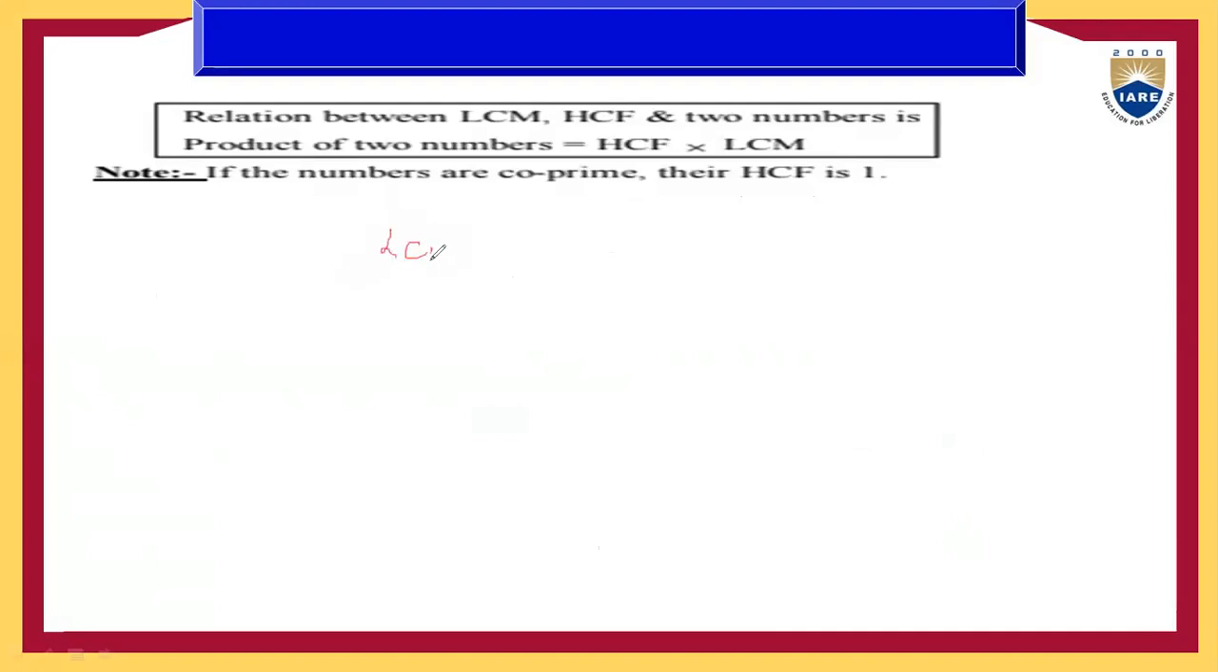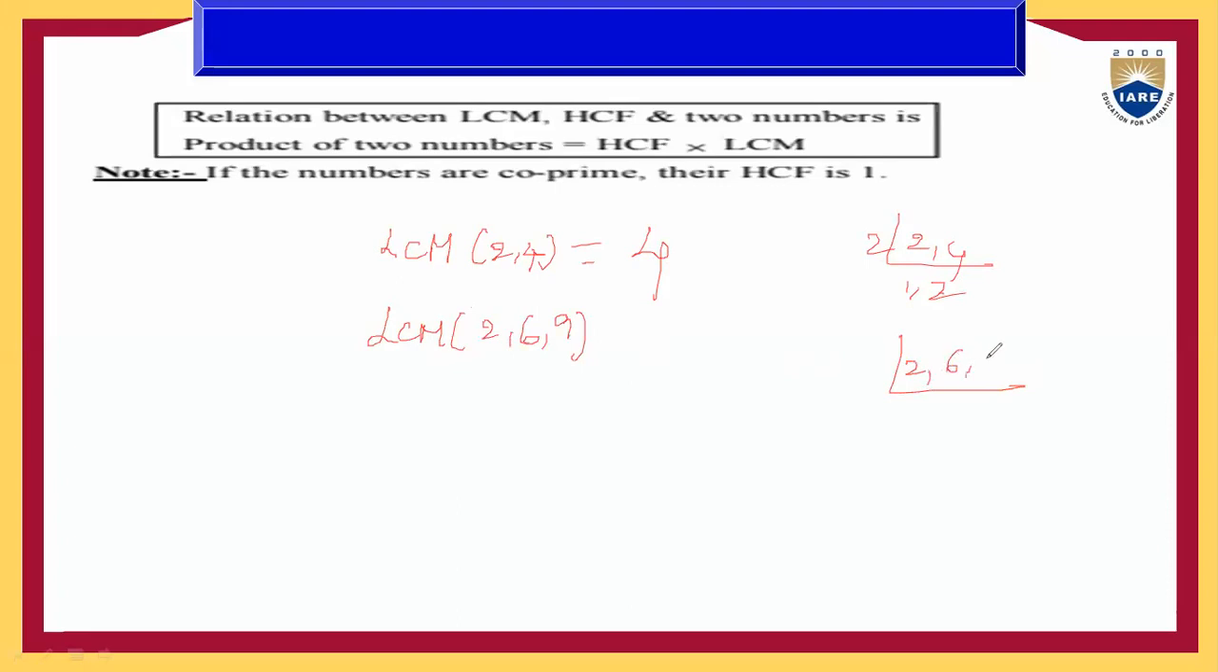Generally, suppose you want to calculate the LCM of 2, 4. Generally we use this box method: 2, 4, 2 ones are 2, 2 twos are 4. You get this one like this, and multiply. For example, suppose you want to calculate the LCM of 2, 6, 9. Divide with 2, then 3, then 3 again, and multiply: 2 times 9 is 18. So like this, using this box method, you calculate the LCM.